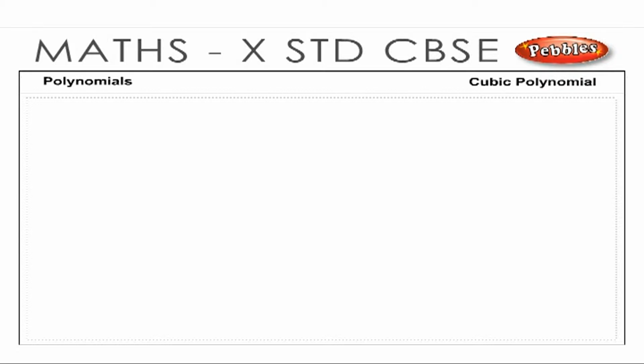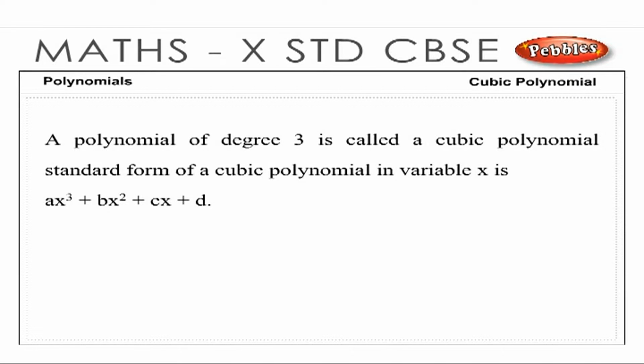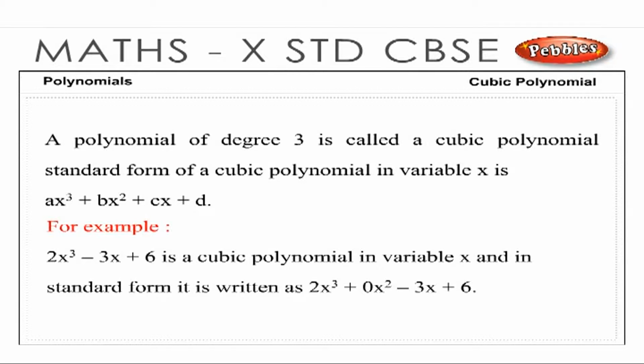Cubic polynomial. A polynomial of degree 3 is called a cubic polynomial. Standard form of a cubic polynomial in variable x is ax cubed plus bx squared plus cx plus d. For example, 2x cubed minus 3x plus 6 is a cubic polynomial in variable x, and in standard form it is written as 2x cubed plus 0x squared minus 3x plus 6.